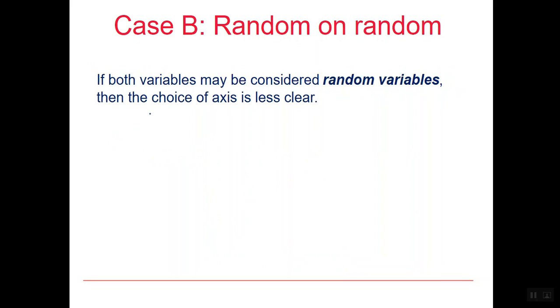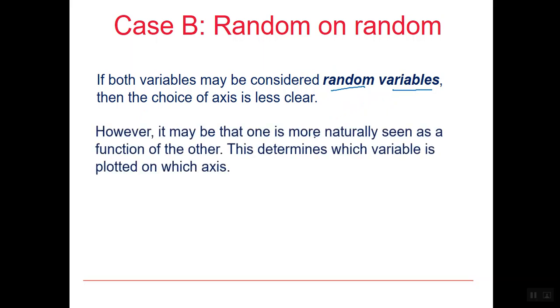Now, in case B, we have random on random, and this is when both variables can be considered to be random variables, and it makes the choice of axes less clear. However, it may be that one or more is naturally seen as a function of the other, and this determines which variable is plotted on which axis.